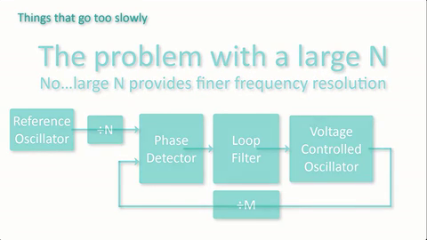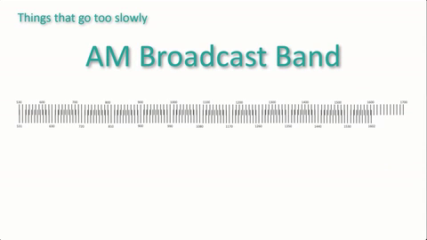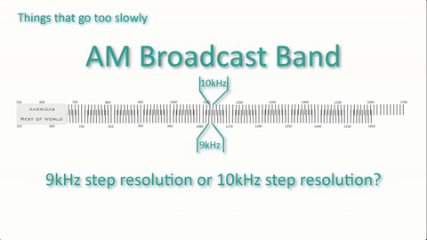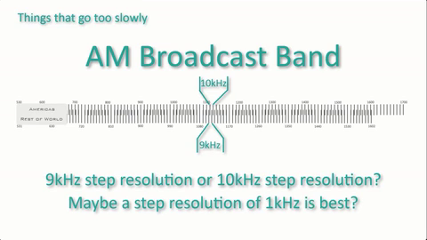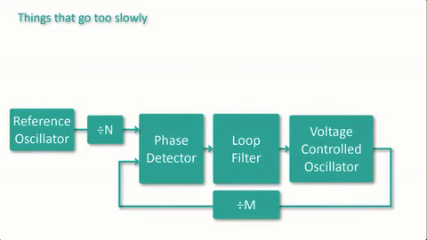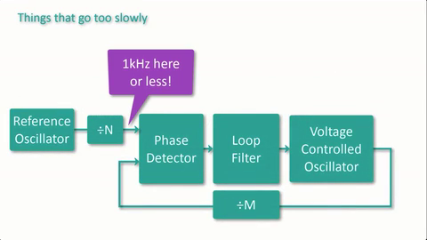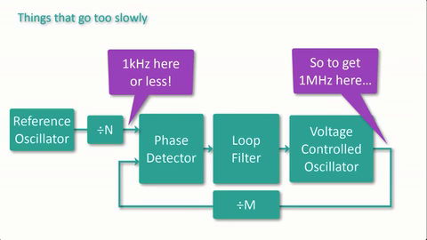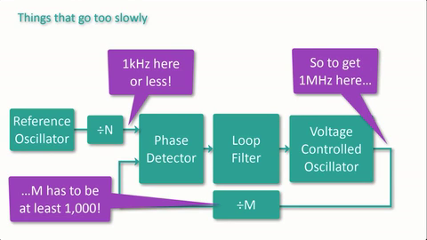Now think about it. Let's say you're building a receiver to tune the AM broadcast band. That means you'll need a step resolution of 9 kHz or 10 kHz, depending on the part of the world we're designing for. In fact, you may want to make your receiver switchable from 9 kHz channels to 10 kHz channels. So you might decide the best option is to have a step resolution of 1 kHz. But that means your reference frequency has to be 1 kHz or a submultiple of 1 kHz. So to synthesize a 1 MHz output signal, you've got to multiply by 1,000, and we're back to the problems associated with a large value of N.